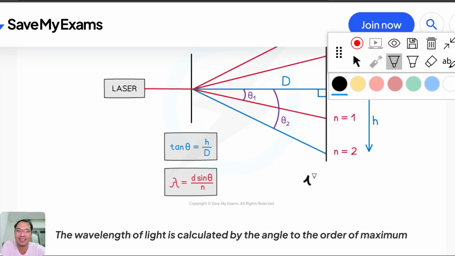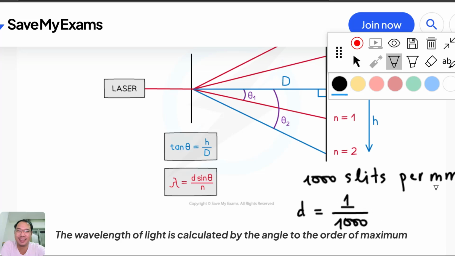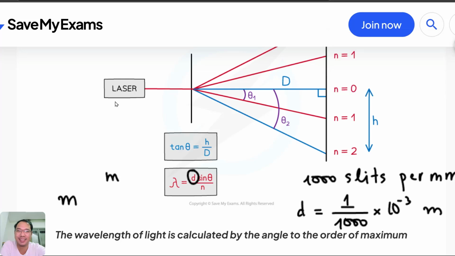If the grating has 1000 slits per millimeter, then this d in the formula is 1 millimeter divided by 1000. Of course, the unit here is millimeter, and therefore we need to multiply by 10 to the power negative 3 to convert it into meters. So that on both sides of the equation, the left side, the wavelength, is calculated in meters, and the right side, the d, is calculated in meters. Sine theta has no unit, and n has no unit. If we calculate the distance d in meters, then the length is determined in meters. When d is calculated in millimeters, then of course the wavelength lambda is also calculated in millimeters.